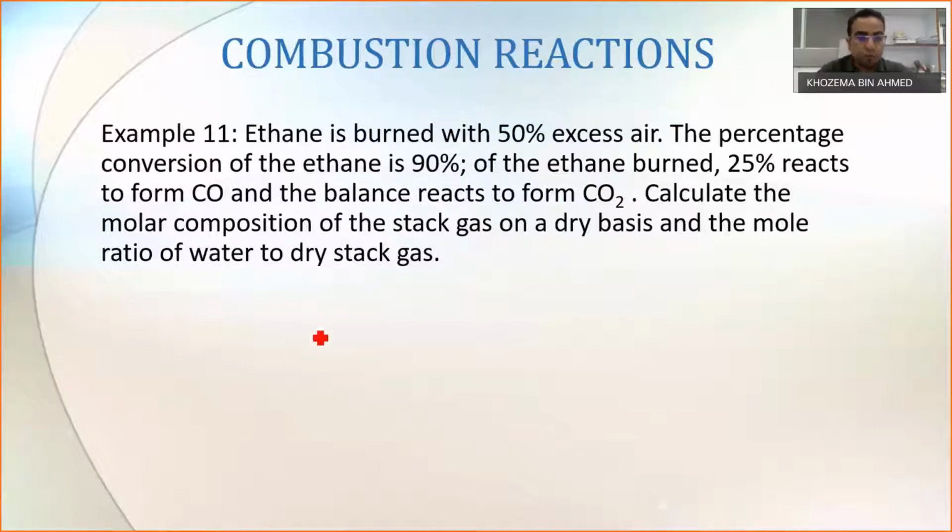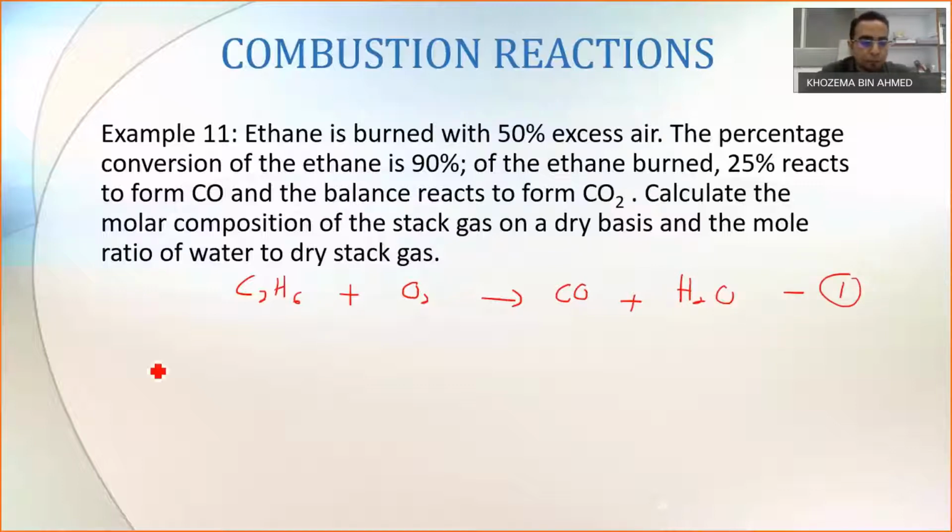So here you can see that ethane is partially combusted to form CO. So we'll have two equations here. Our first equation is C2H6, our ethane, plus oxygen, O2, will produce CO plus water vapor, H2O. This is our first equation. And then we have our second equation where ethane will react with oxygen to produce CO2 plus water vapor, H2O. So this is our second reaction.